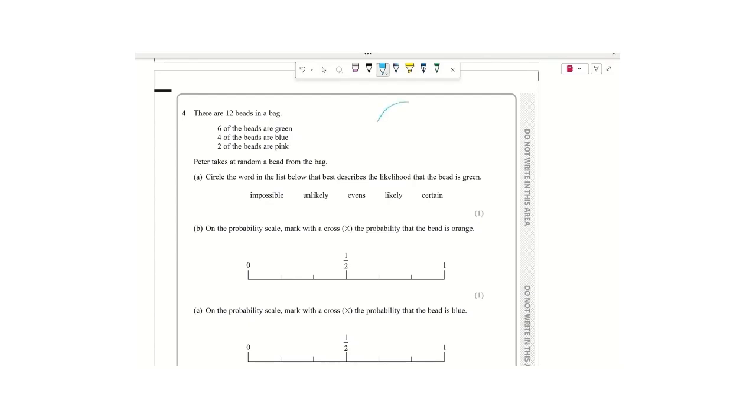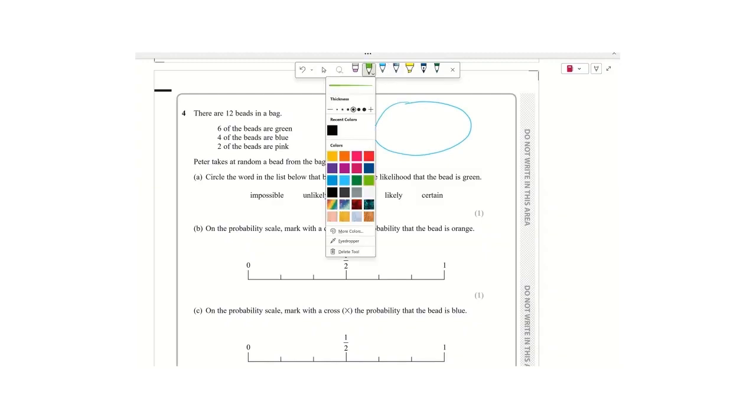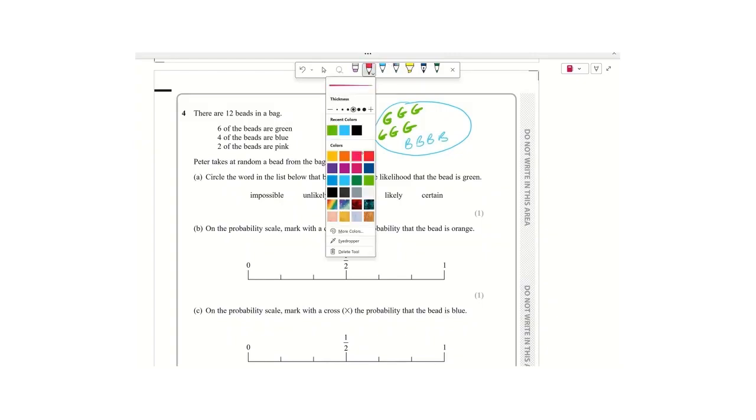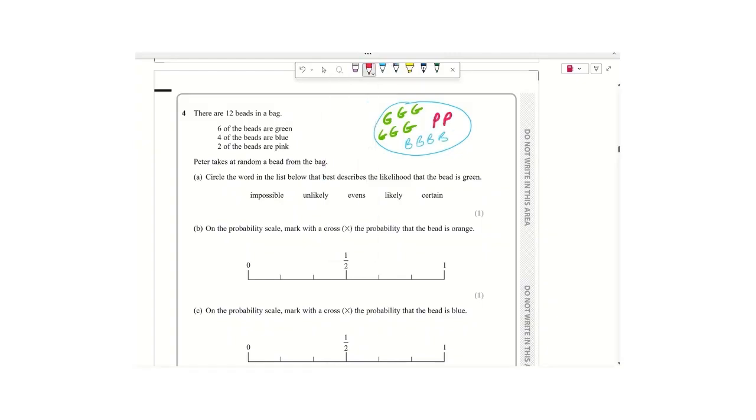So if we have our bag, we've got 6 green. 1, 2, 3, 4, 5, 6. We've got 4 blue. 1, 2, 3, 4. That probably would be more sensible to write with B for blue. Let's try that again. 1, 2, 3, 4, and 2 of them are pink. So there's my P for pink.